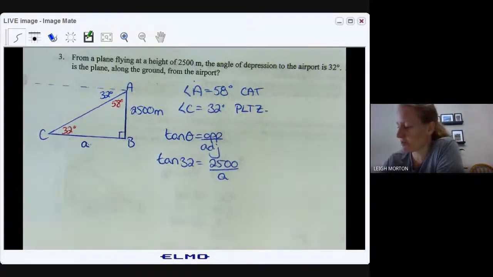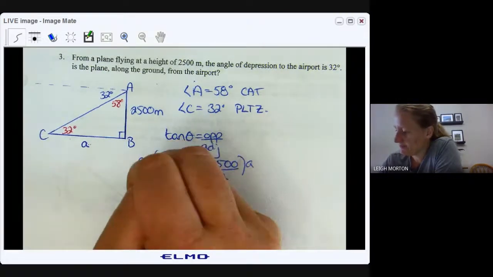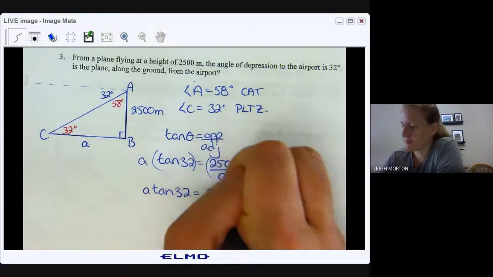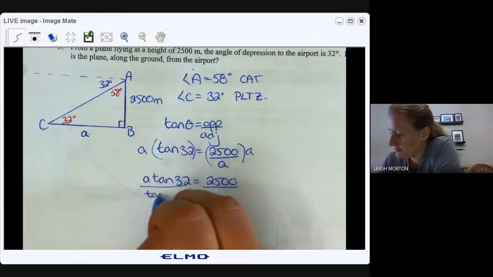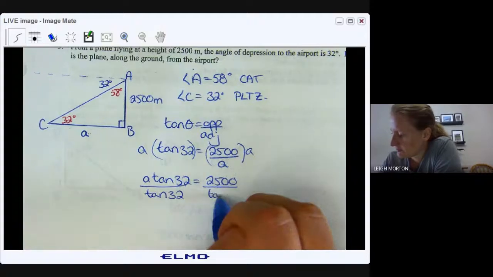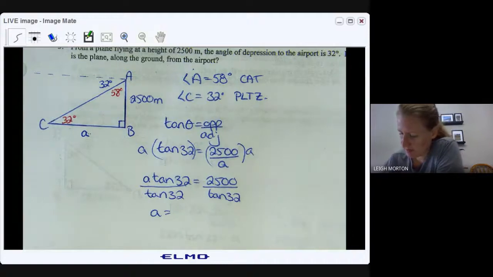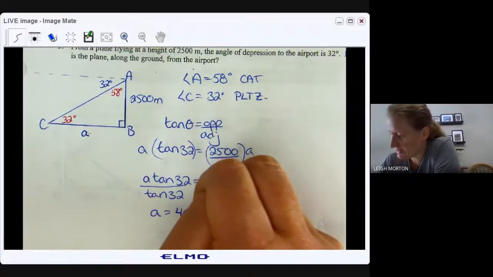This takes a little bit more to rearrange. Multiply both sides by A, and divide both sides by tangent 32. And we are going, okay, doesn't specify how much to round, so our default is to 1 decimal place. So we have 4,000.8 meters.